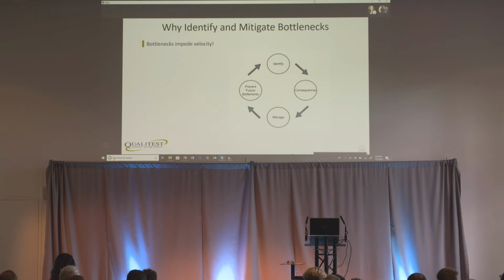Now, the next thing that we should talk about is identifying and mitigating bottlenecks. Why? Well, it's simple. Bottlenecks impede velocity, probably more than long-running test suites or anything else. Bottlenecks we can find anywhere. We need to identify them. We need to look at the consequences, and then we need to mitigate and manage, and try to put things in place that prevent future bottlenecks.